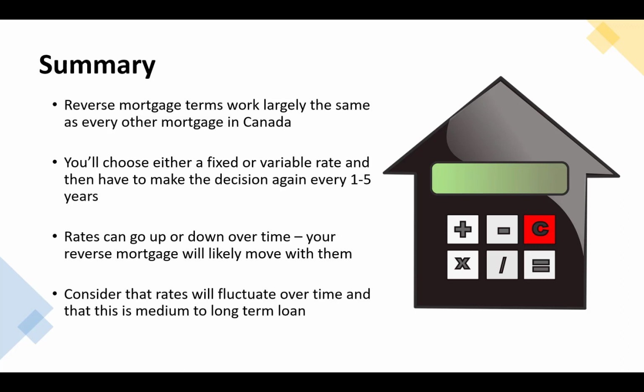Now, a couple of key points that I really want to drive home here. Rates can go up or down over time, and your reverse mortgage is probably going to move with them up or down over time. And ultimately, sometimes you're going to get a good rate for 5 years, and sometimes you're going to get a worse rate. You might actually have your rate go up for 5 years, and other times your rate will go down over 5 years. Consider this when you're making your decision. Rates will fluctuate over time.